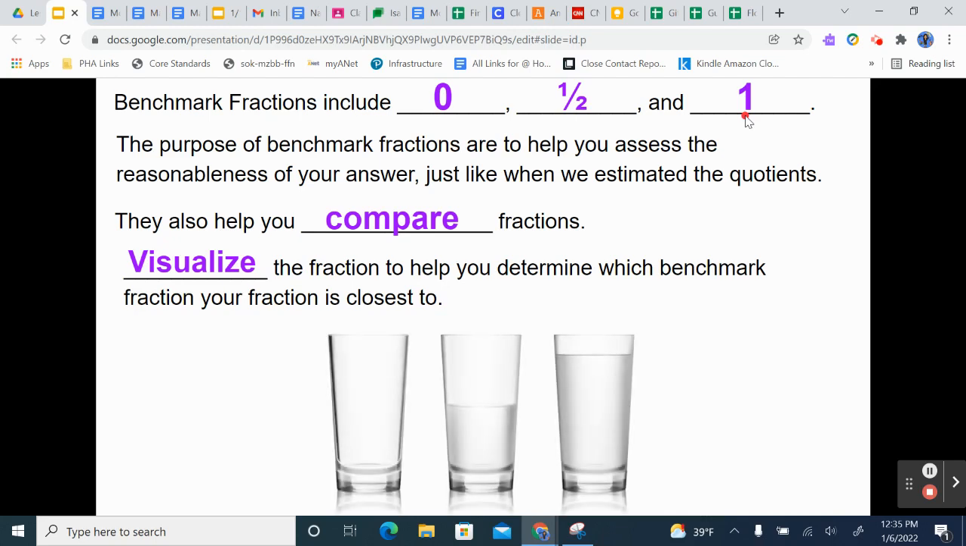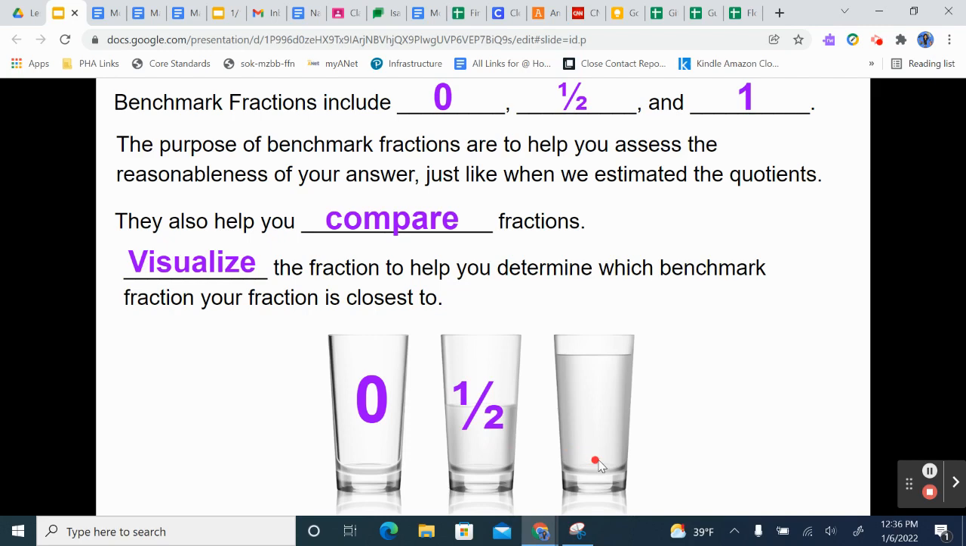Here we have 3 different glasses. In this first glass, we can see there's no water in it. It looks empty. This is going to be closest to 0. In our next glass, this looks like it's almost halfway full. It might not be exact, but it's close to halfway. So this would be closer to the benchmark fraction 1/2.